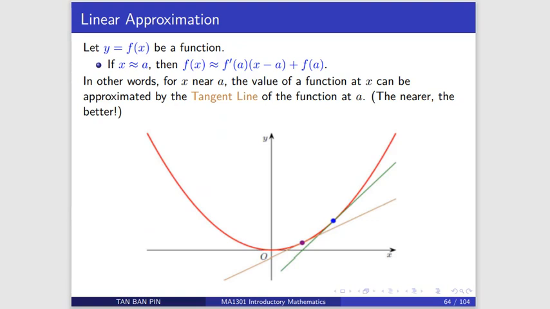So I have just mentioned that if x is near to a, then f(x) is about the same as f prime a times (x minus a) plus f(a), and it's actually the tangent line. So if x is near to a, then the value of f(x) will be near to f(a).